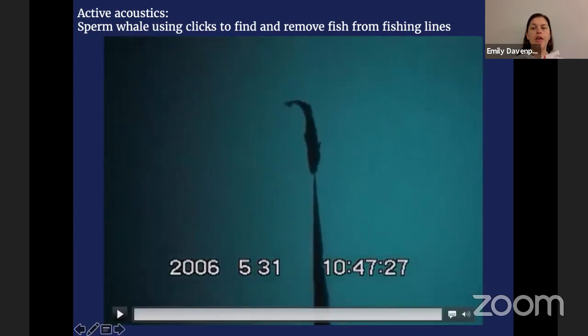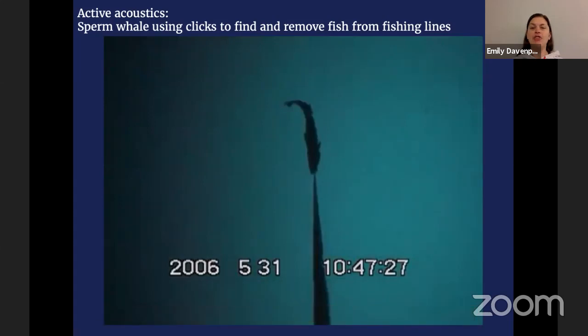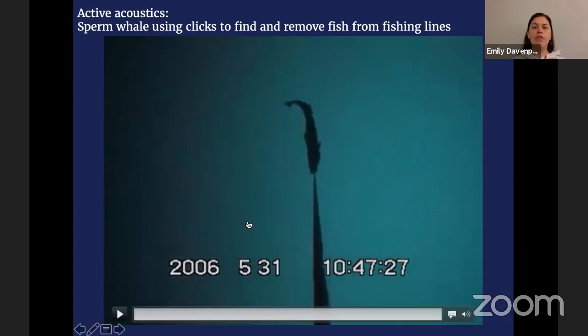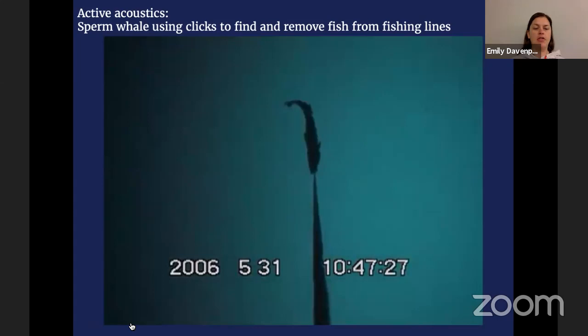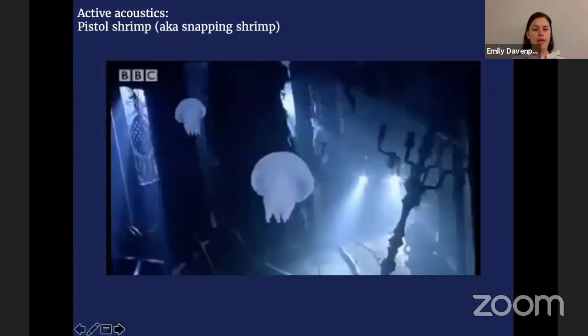Okay, so that whale knew exactly where that fishing line was and that there was a fish attached to it and it was going to get it off of there. It probably couldn't see it, but it could definitely know it was there thanks to echolocation, which is pretty cool.